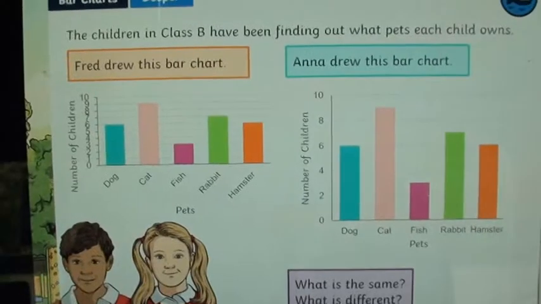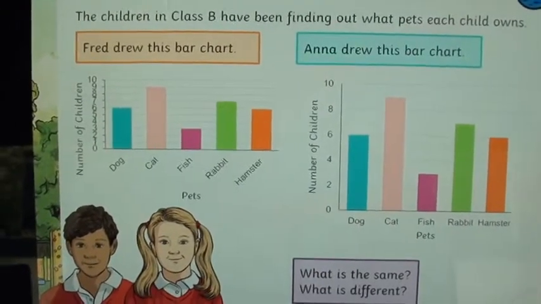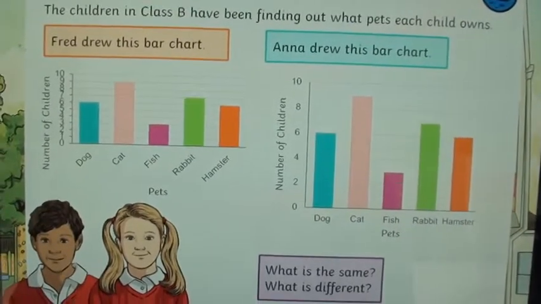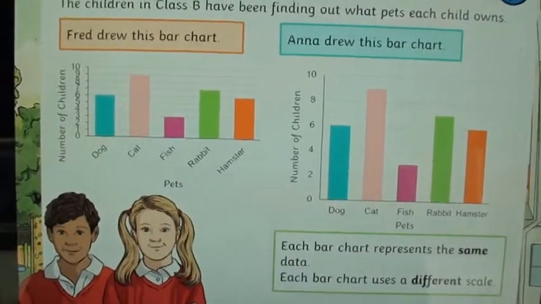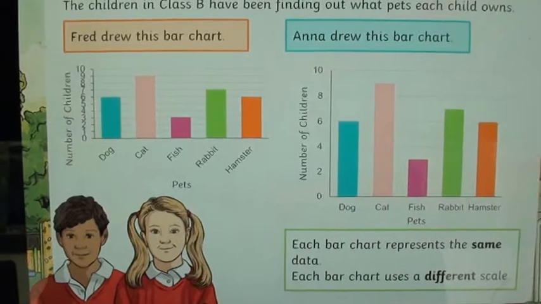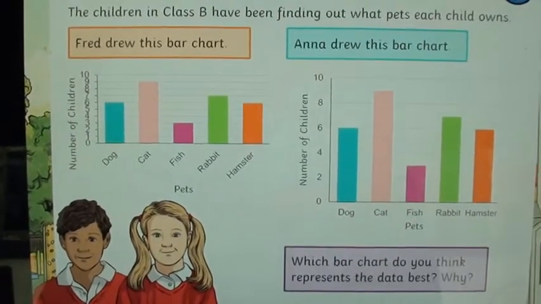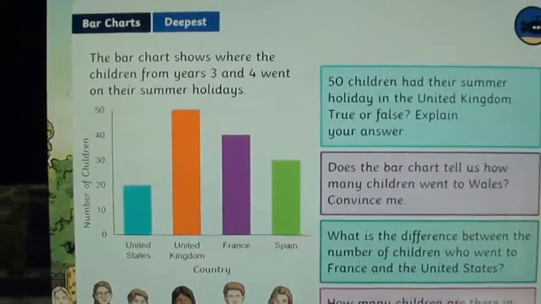What's different is, did you guess it? It's the scale. I think Anna very cleverly went up in 2s, whereas Fred went up in 1s, and it gets a bit messy for Fred. I think 2s is better, so well done, Anna. Each bar chart represents the same data, but they use a different scale on the left-hand side. I prefer Anna's.